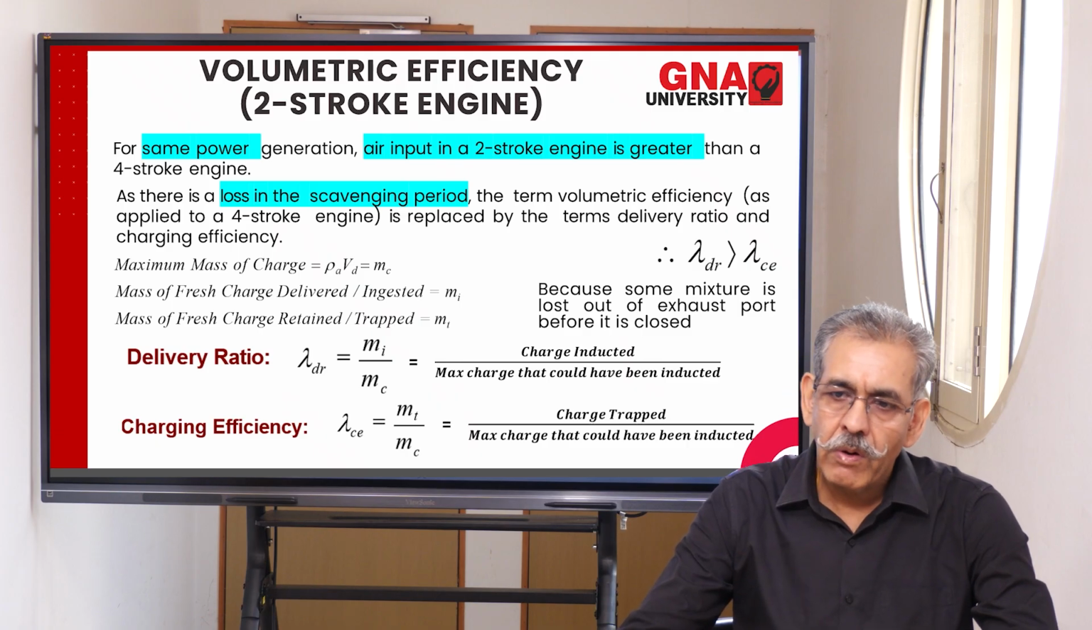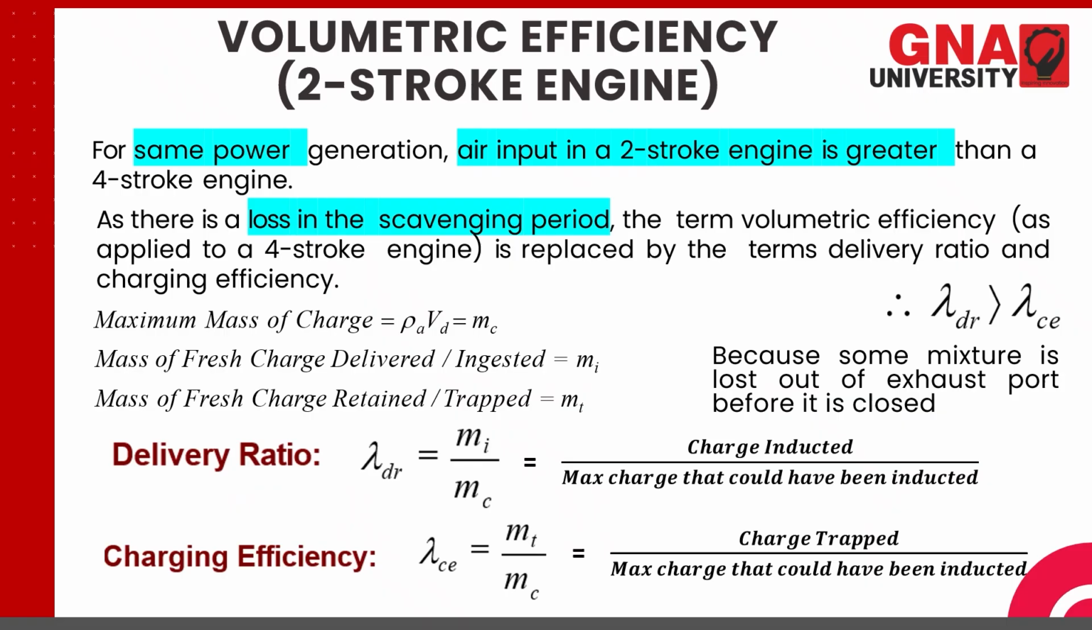Next we'll be talking of volumetric efficiency of two-stroke engine. Now for the same power generation, air input of two-stroke engine is greater than the four-stroke engine. Why is it greater? Because it requires scavenging also to be done. As there is a loss in the scavenging period, the term volumetric efficiency is replaced by the terms delivery ratio and charging efficiency. So what is delivery ratio and charging efficiency?